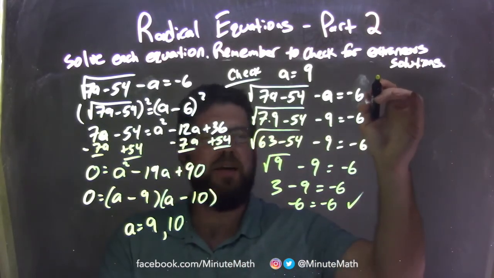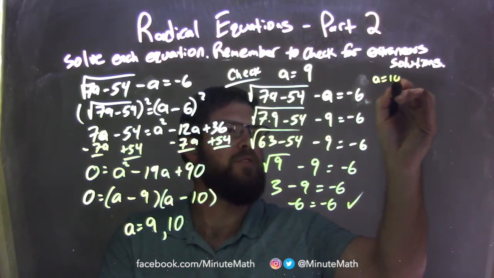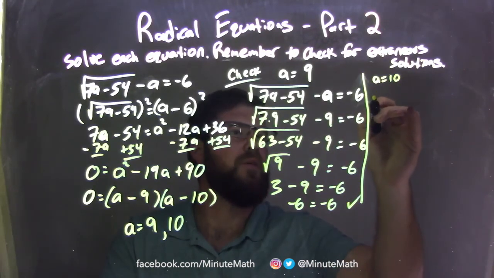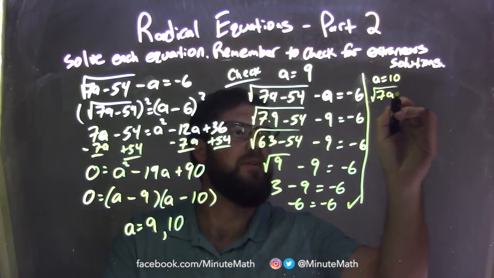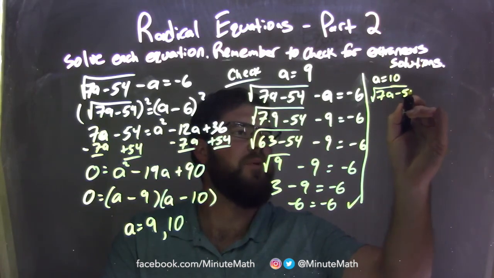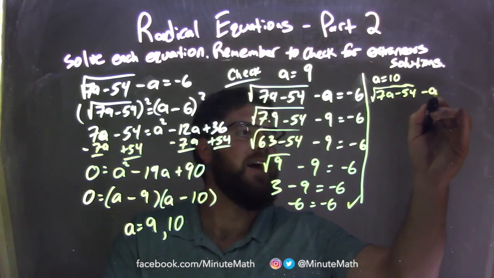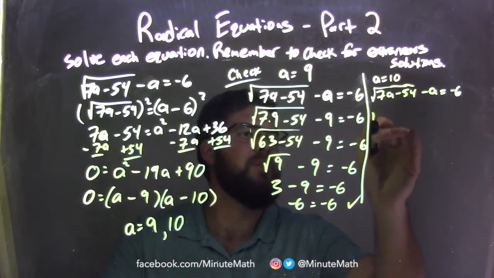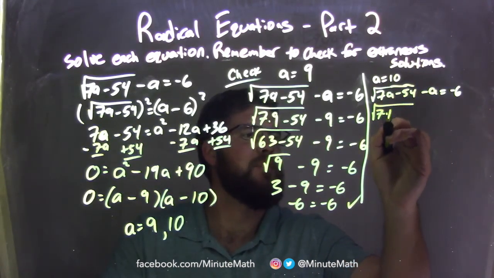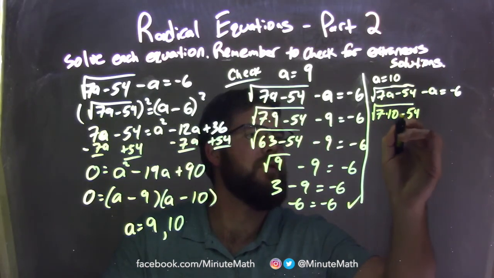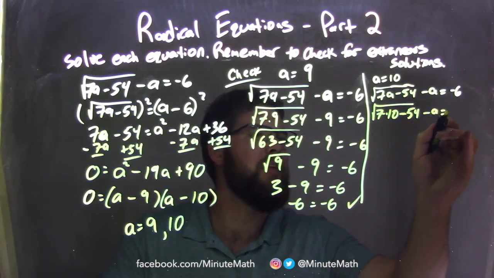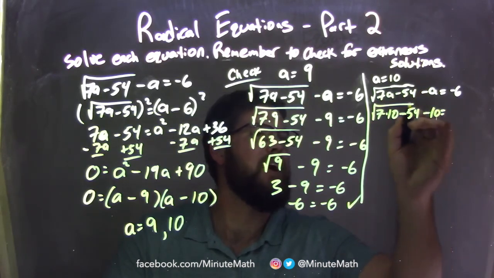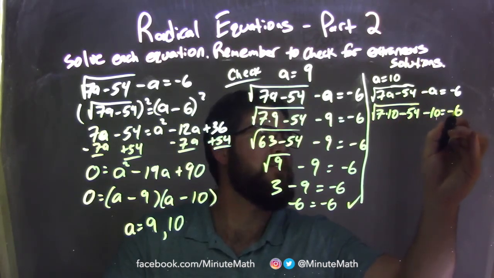Now I have to do the same check here, and hopefully I have enough room, for a equals 10. So let's put a little wall here to separate them. So the square root of 7a minus 54, minus a equals negative 6. I have to plug 10 in for a, so the square root of 7 times 10 minus 54, minus 10 outside the square root equals negative 6.